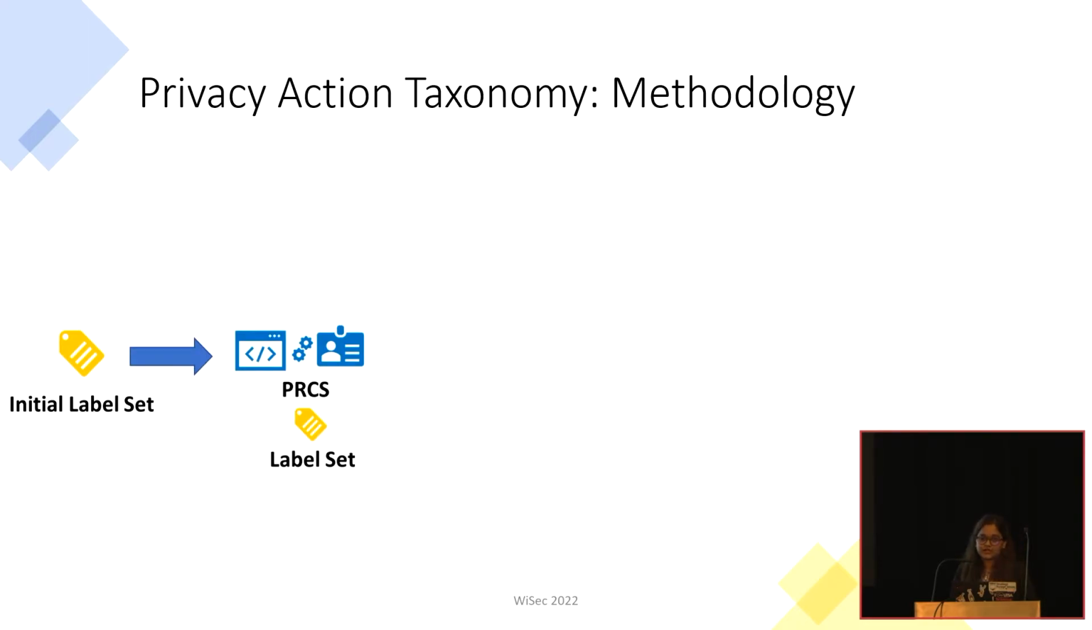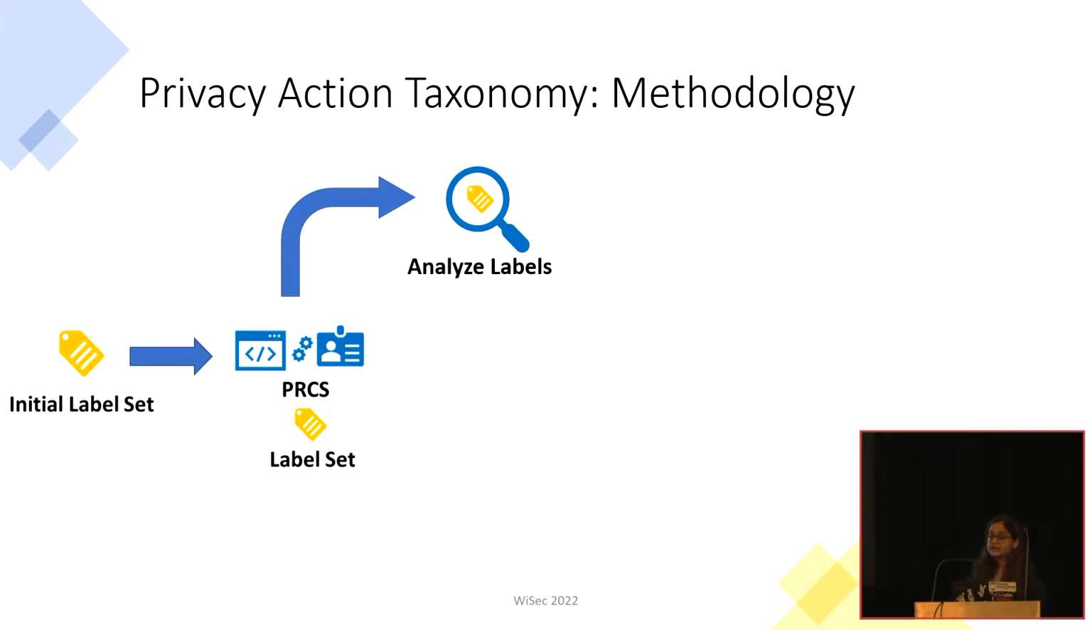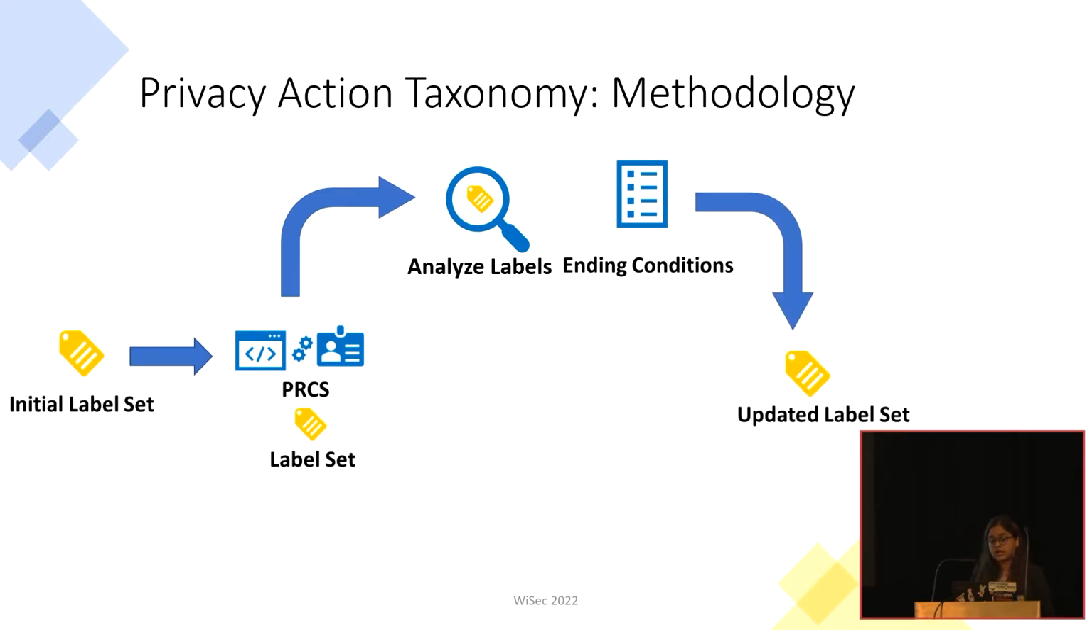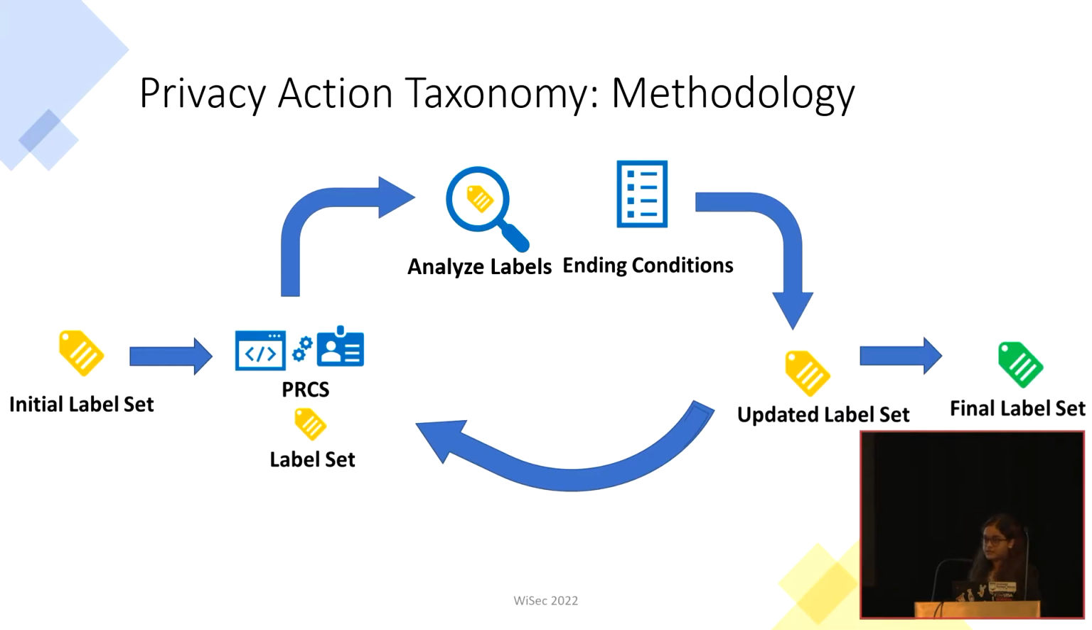Then we used our PAcT static analysis tool to extract a set of PRCS. We analyzed the labels. We looked for certain end conditions. If the end conditions are met, then we stop the process. Otherwise, we update the label set, and then we extract another set of PRCS, and the whole process continues until we meet any end condition. The end conditions could be that no new label can be introduced, or we don't need to update the current label set. After we meet any end condition, we finalize our label set. The whole process, including the end conditions and the iterations, is available in our paper. If you're interested, you can go over it.